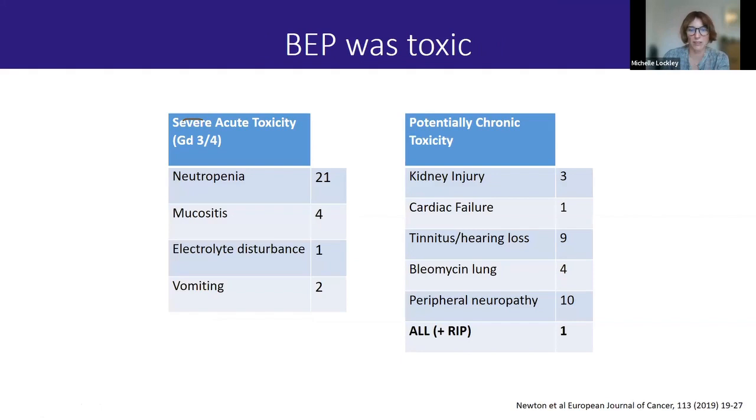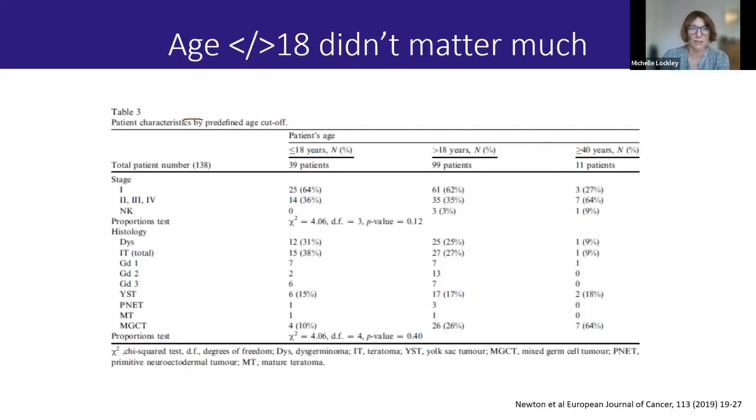We found that BEP was toxic. I'm not going to go on about this again. One patient died of chemotherapy-related leukemia, which of course is a tragedy. And when we looked at distribution by age, above and below 18, we found that it really didn't matter that much. So this is just the patient characteristics in our cohort study. And I'm just highlighting where there were differences.